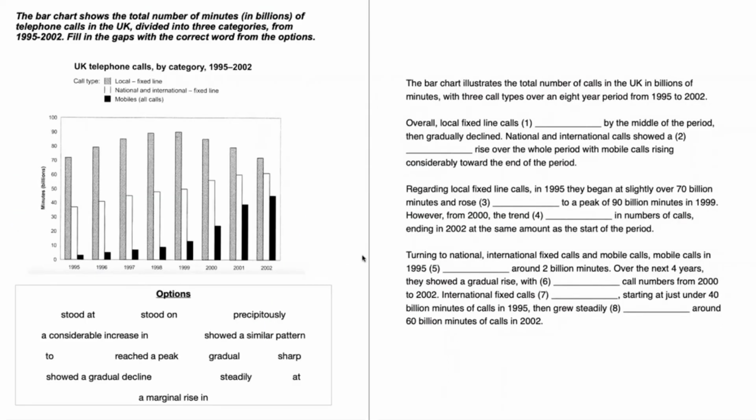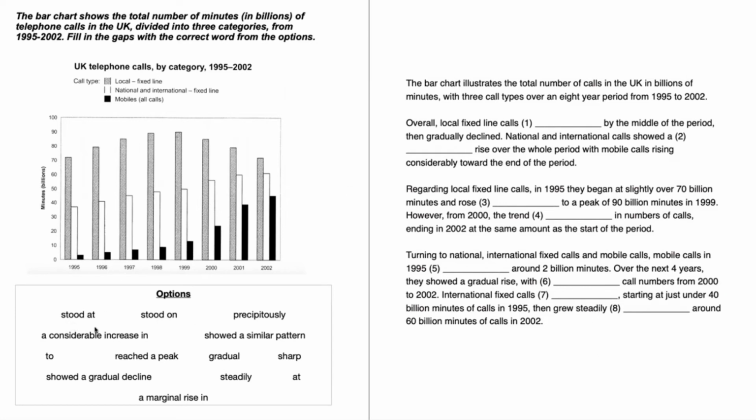Okay, so now it's time to put all of this to the test, and we're going to look at our first exercise. So let's start here on the left-hand side. We see the bar chart shows the total number of minutes in billions of telephone calls in the UK divided into 3 categories from 1995 to 2002. Fill in the gaps with the correct word from the options. And our options are here in the box, and our report, our writing task 1, will be here on the right-hand side. So first, let's look at the options.